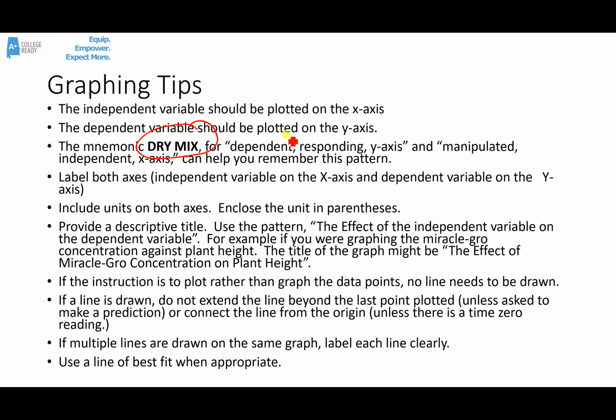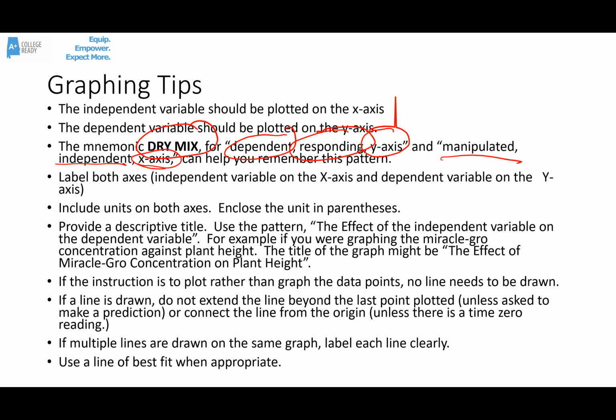So the dependent variable, or the responding variable, it responds to the independent variable, is always plotted on the y-axis, so that's DRY. And then the independent variable is also the manipulated variable. It's the one that you're changing on purpose. So manipulated is the independent variable, and it's plotted on the x-axis. Again, DRY MIX. Use that to help you remember which variable to put on which axis.